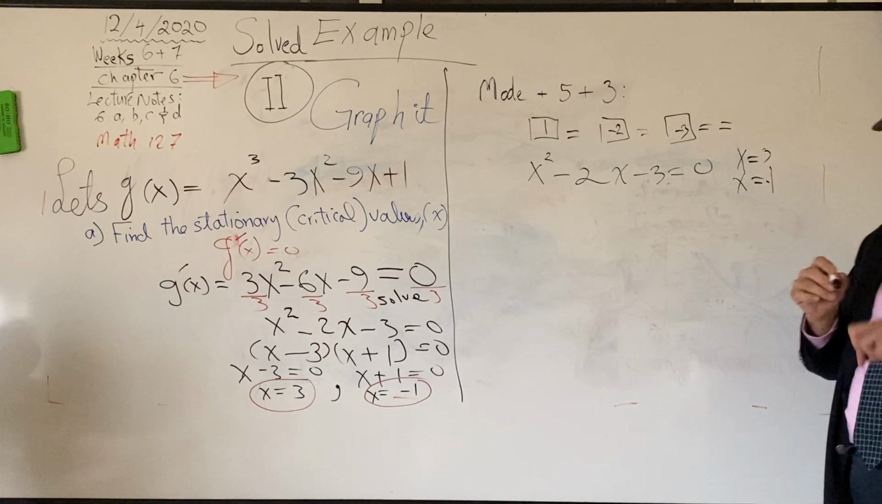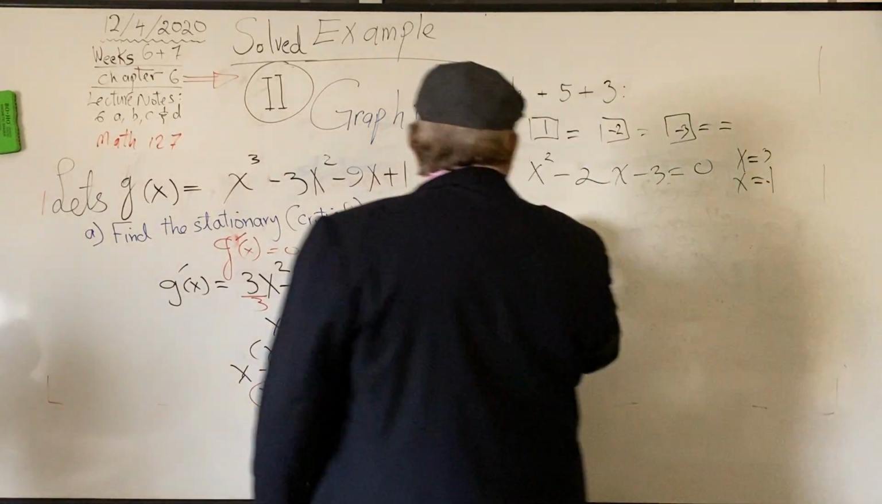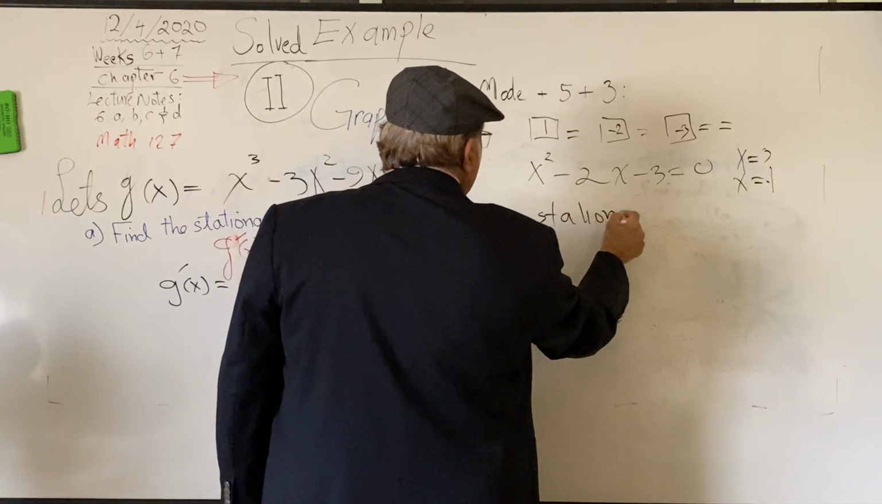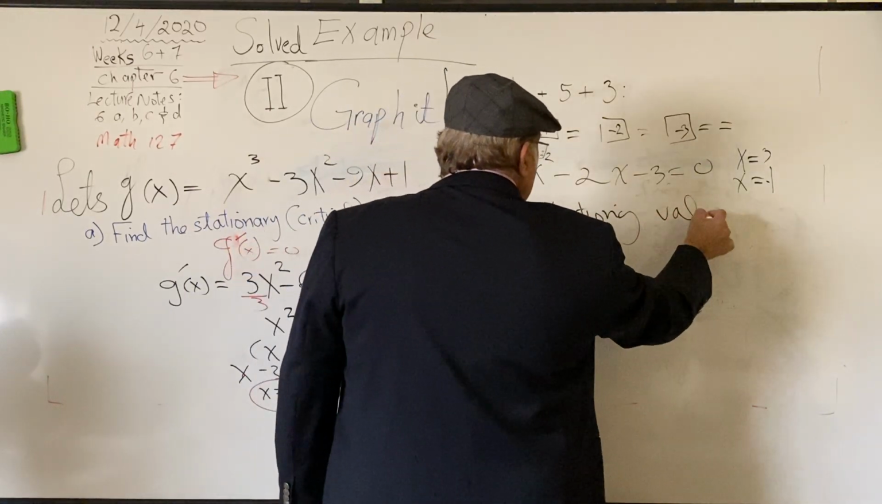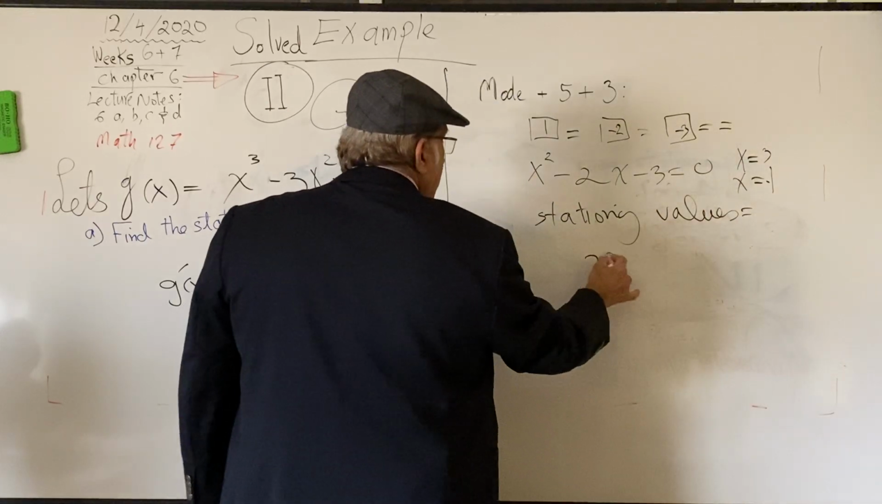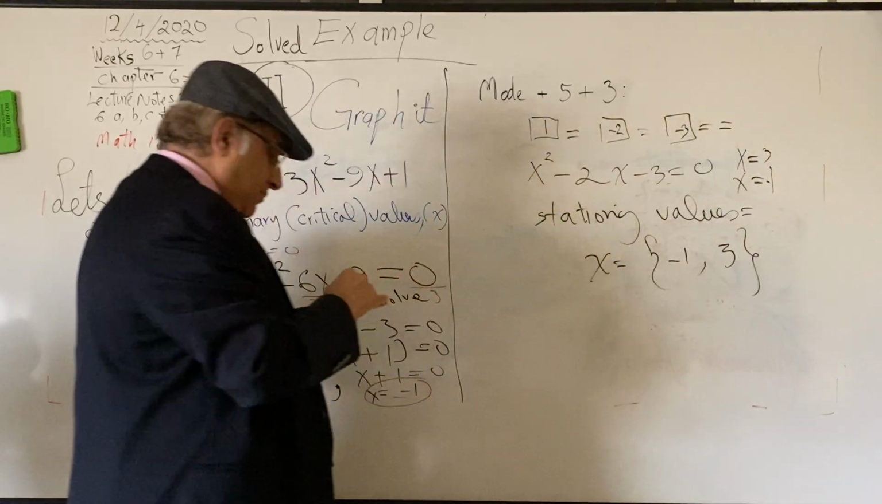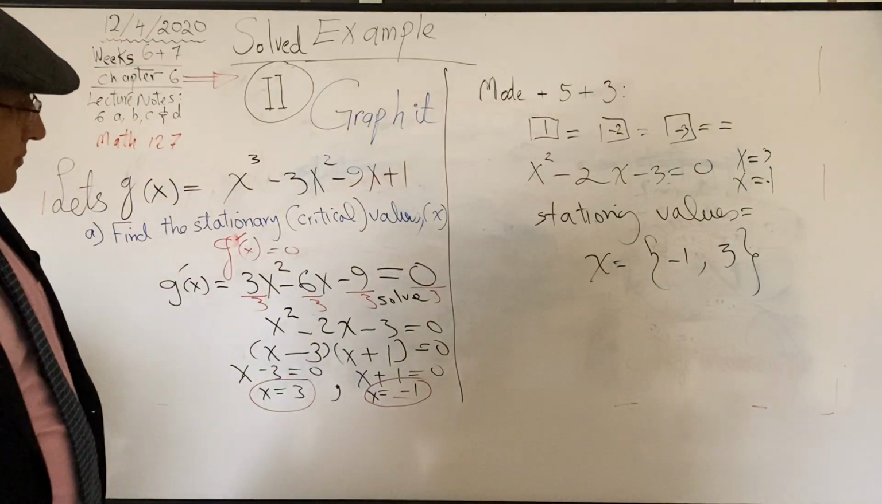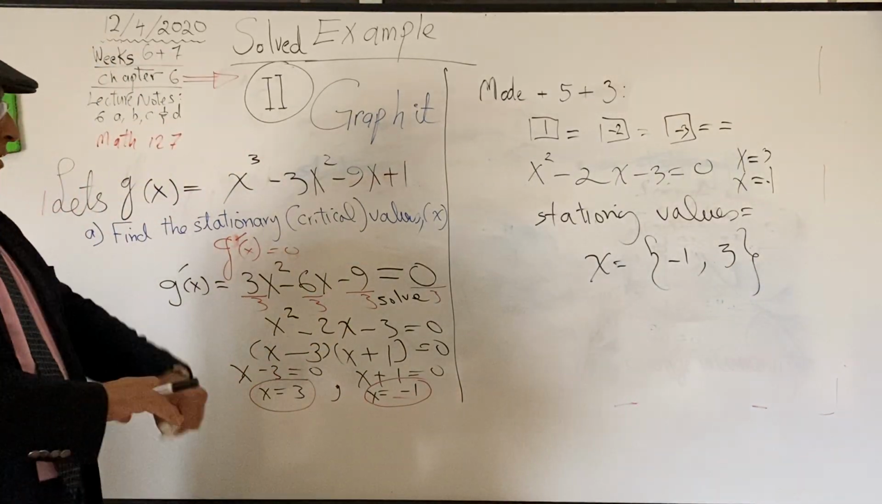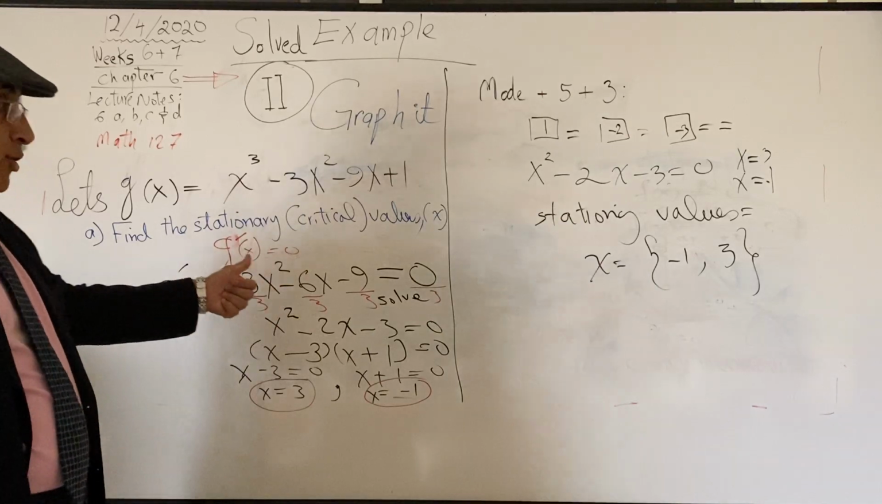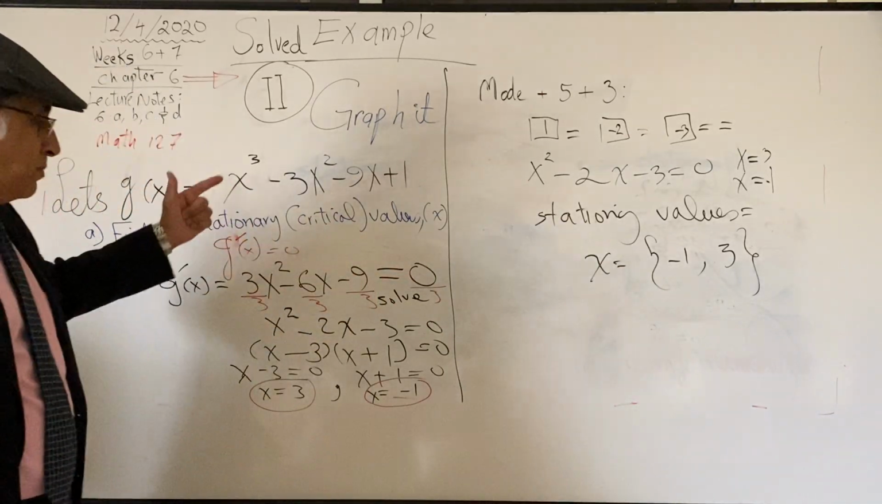-1. These are your stationary values. What are they? It's a -1 and a 3. So gentlemen and ladies, you gotta know how to factorize. You must equal to 0. You should be equal to this.